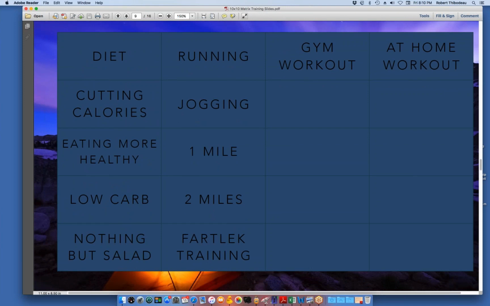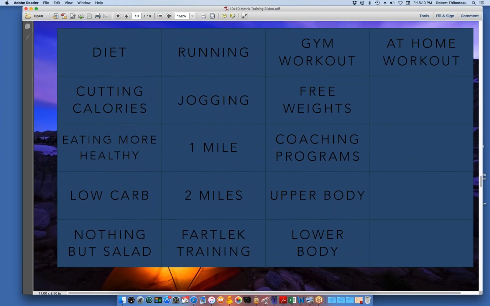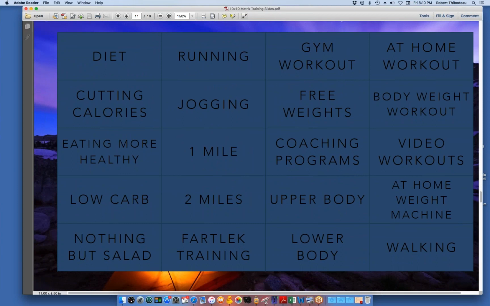Here I got running, underneath running, I got jogging, I got running 1 mile, running 2 miles, fartlek training. For those of you that aren't into running, that just means basically intermixing sprinting into your daily run. It could be telephone pole to telephone pole, whatever the case may be. Then you go across the gym workout. You have free weight training, coaching programs, upper body weight, lower body weight training, and on and on. And then finally at the at-home workout, you got body weight workout, video workouts, like Tae Bo and all this other stuff. At-home weight machines. You got walking. That's an at-home workout, just walking. So you're filling in your matrix.